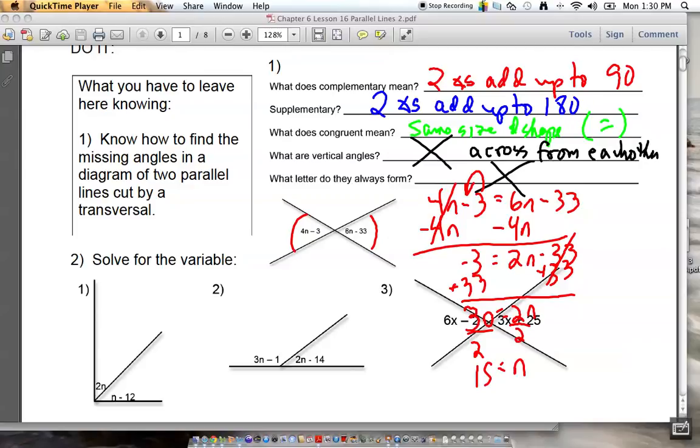30 equals 2n. And I divide by 2. 15 is n. We are going to have a ton of questions in this chapter that do that kind of work. So if you're weak on equations, you need to be in extra help to get that straightened out once and for all. And if you could see the relationships, whether they're equal or add up to 180 or 90, and if you can solve the equations, you're going to find the chapter pretty easy. Next up.